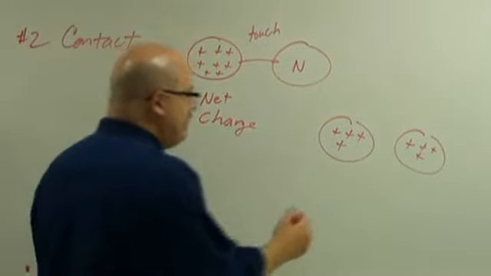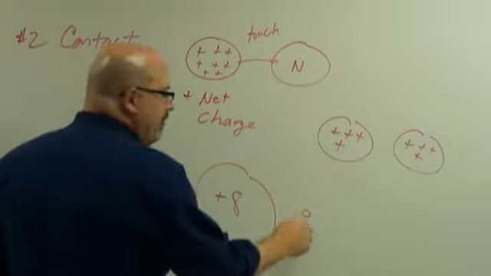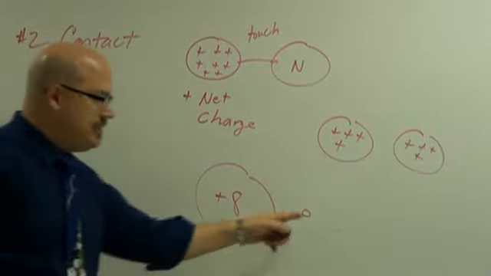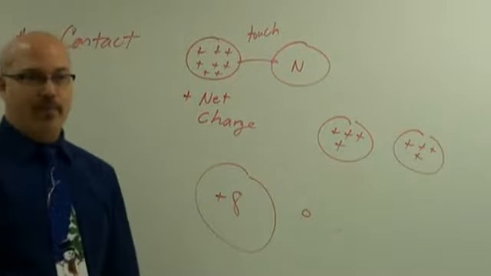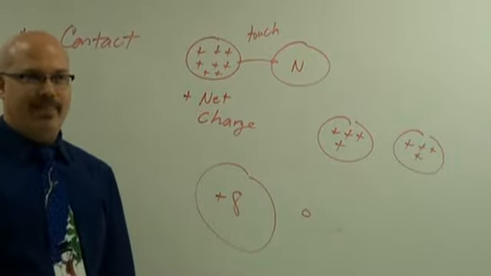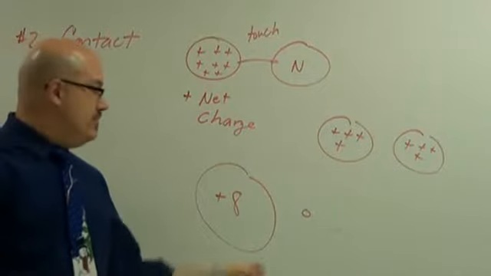Anybody have a good guess? What if I started out with something right here that was plus 8, and I had a little bitty one right here that was neutral, and I touched them, or connected them with a wire? Would they both end up plus 4? It depends on the size, the volume. It would be proportional. Yeah, it'd be proportional to whatever he said.